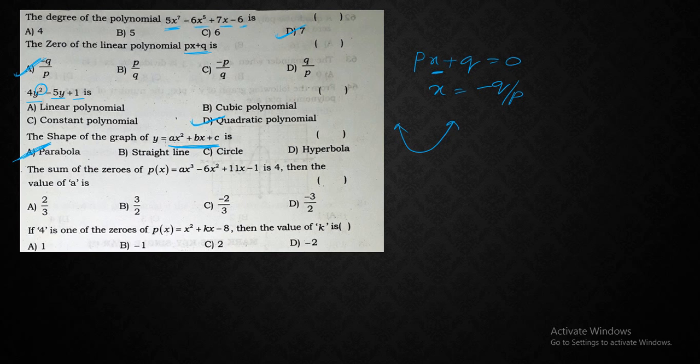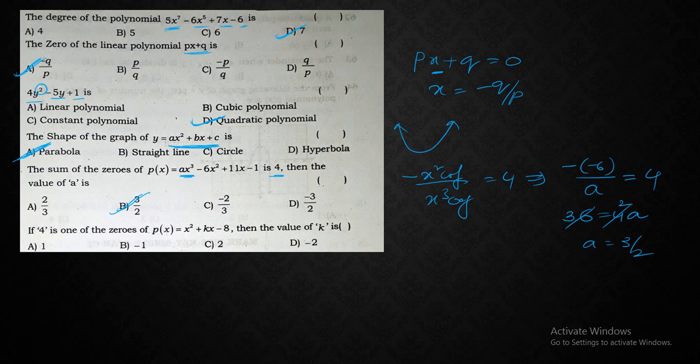Next, the sum of the zeros is 4. So the sum of zeros is given. It is a cubic polynomial. The sum of zeros is given by minus x square coefficient by x cube coefficient. This is given as 4. Now when I substitute the values, minus of minus 6 by a is equal to 4. So 6 is equal to 4 times a, so this goes 3 times, this goes 2 times. So a is equal to 3 by 2.